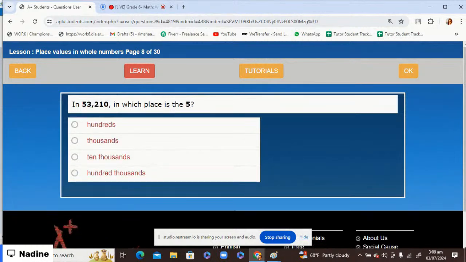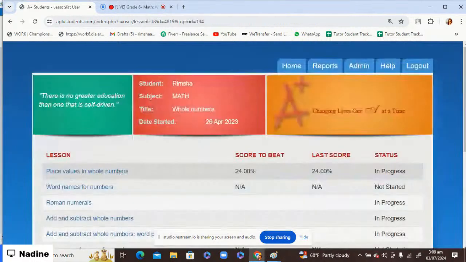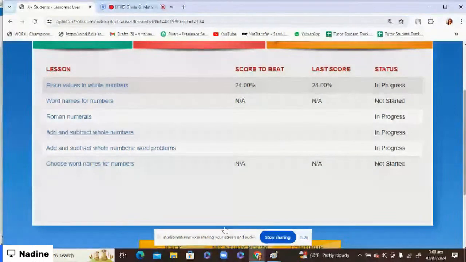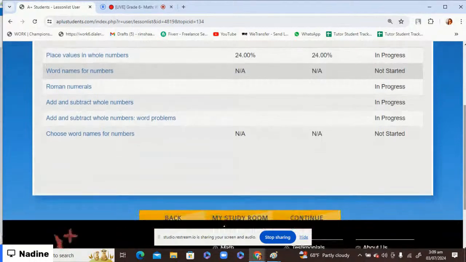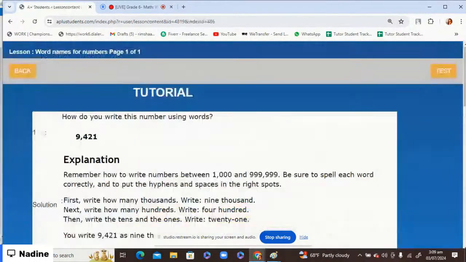All right. Hope you guys understand this lesson. So you can solve the rest of the test questions by yourself. Okay. Let's do the next one. Word names for numbers. So how do we write this number using words? In the previous one we had numbers and we put them in the place values, like which digit is in which place. But now here is the question, so we can put it in the form of words.